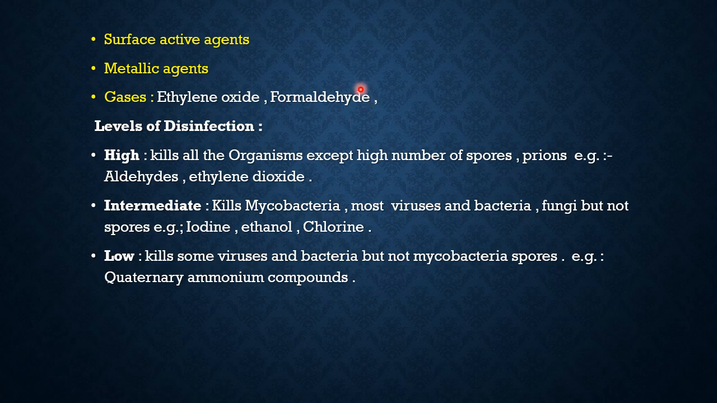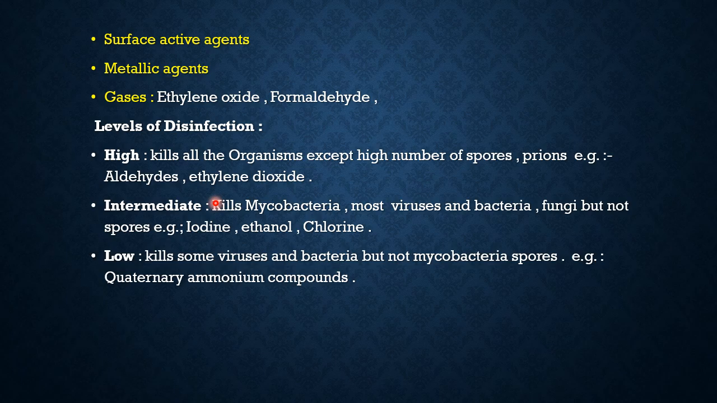We can group all these chemicals into three levels: high level, intermediate level and low level. Now what is high level? It kills all the organisms except a high number of spores, prions, etc. Examples are aldehydes, ethylene oxide, etc. As the name tells, these are high level disinfection. That means it can kill almost all the microorganisms, except a high number of spores. If the spores are in greater number, then it cannot kill them, and it cannot kill prions.